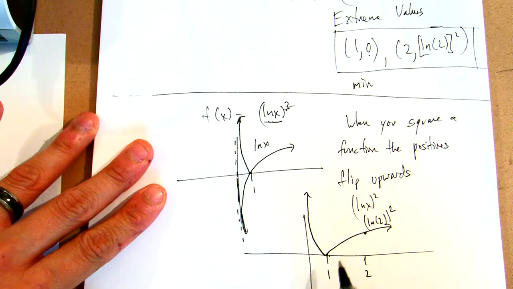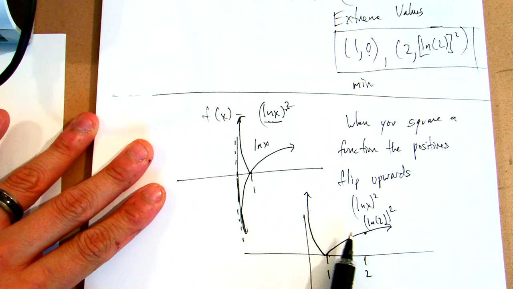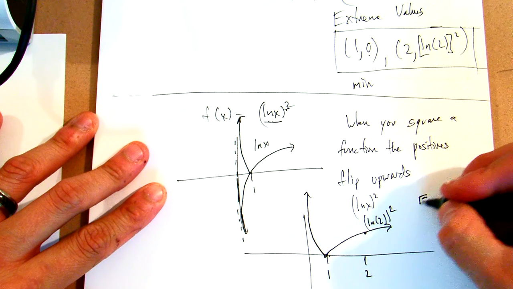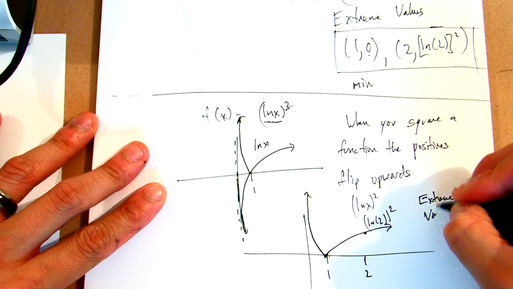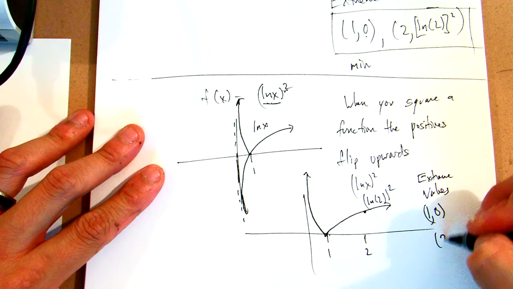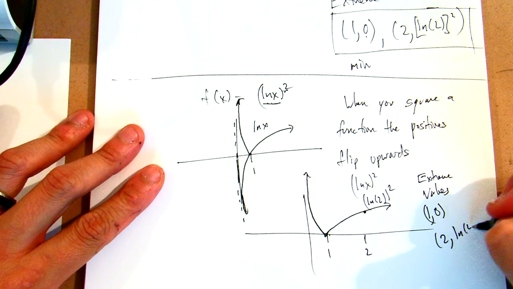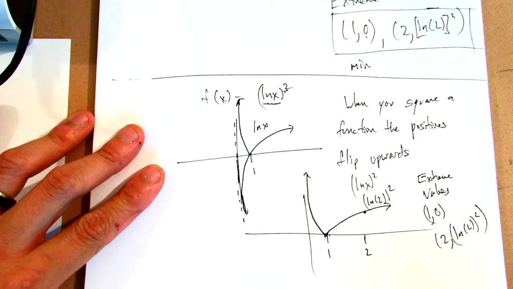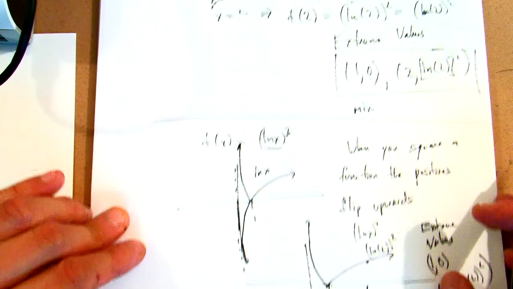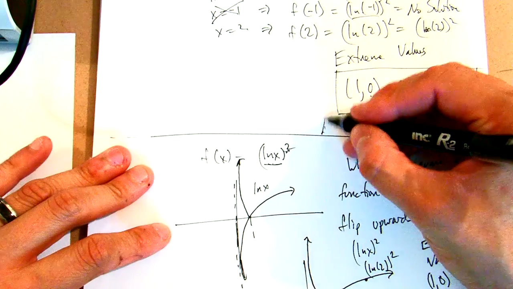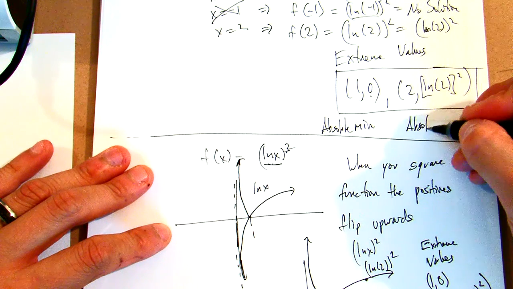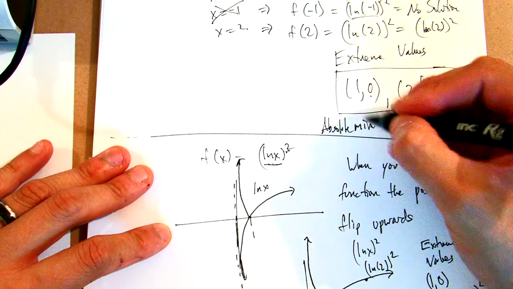So as you can see here, this is an easier way of actually finding what your extreme values are, which in this case are the same thing. The extreme values are going to be 1, 0, and it's also going to be 2, (ln 2) squared, okay? Whatever that is. And we might as well label these. This one was the minimum, or the absolute min, and this one here was the absolute max. Okay.